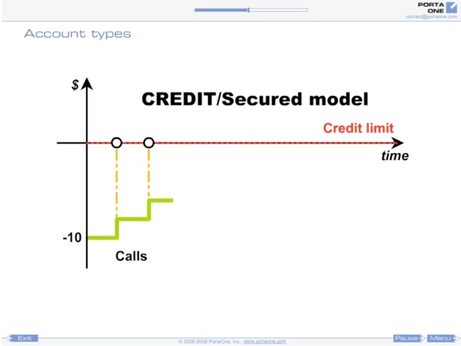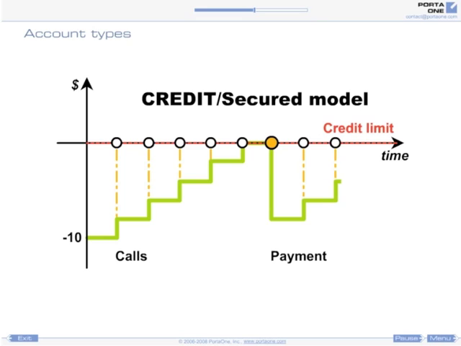PortaBilling also allows you to run a postpaid service in secure mode. When a customer registers for your service, for example, a wholesale traffic exchange, your concern is that he might just use up all his available credit and then disappear.